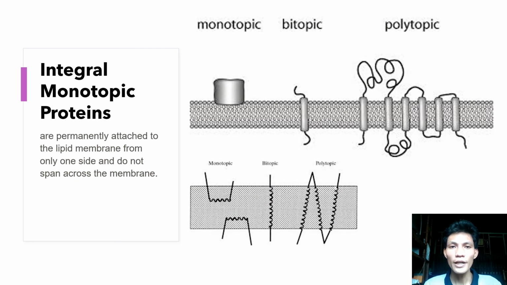So next are the integral monotopic proteins. They are permanently attached to the lipid membrane from only one side and do not span across the membrane. So here is the overview of the proteins, which are identified based on how often they span the lipid bilayer. So monotopic here it is, the bitopic and the polytopic.